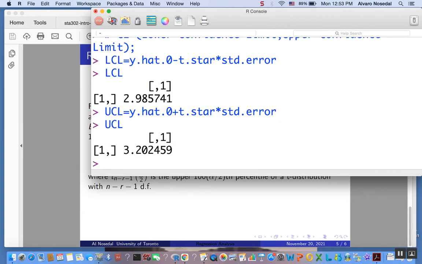So our 95% confidence limit goes from 2.98 roughly to 3.20 roughly. Okay, now that's part A.